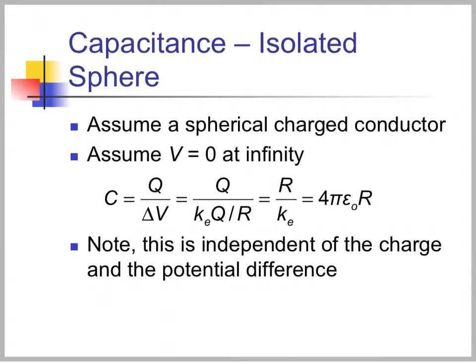Now, I don't have to have parallel plates for capacitance. I can have many different configurations. One example is an isolated sphere. Let's say I have a spherically charged conductor, and we're going to assume, as we have in the past, that V equals 0 at infinity. The capacitance is Q over delta V, which in this case is Q over kQ over R, which is just R over k, or 4 pi epsilon naught R. Notice that this is independent of the charge and the potential difference. The capacitance only depends on the size of my system.